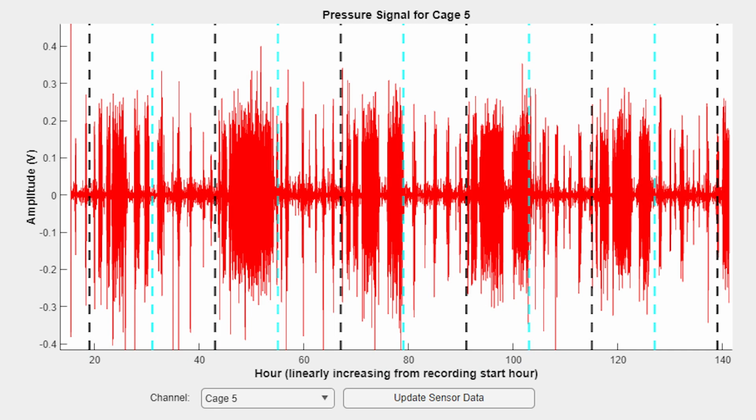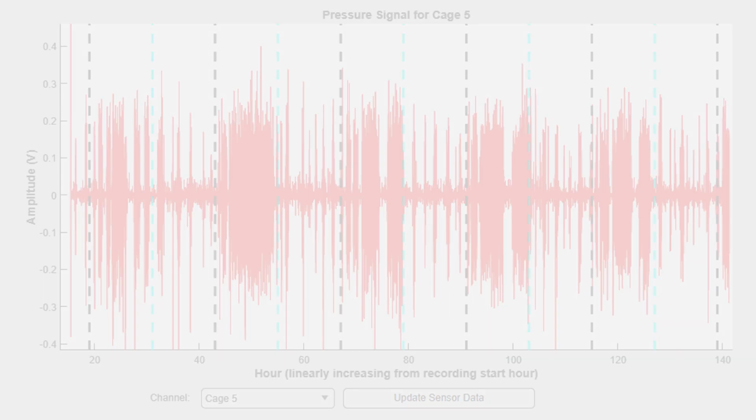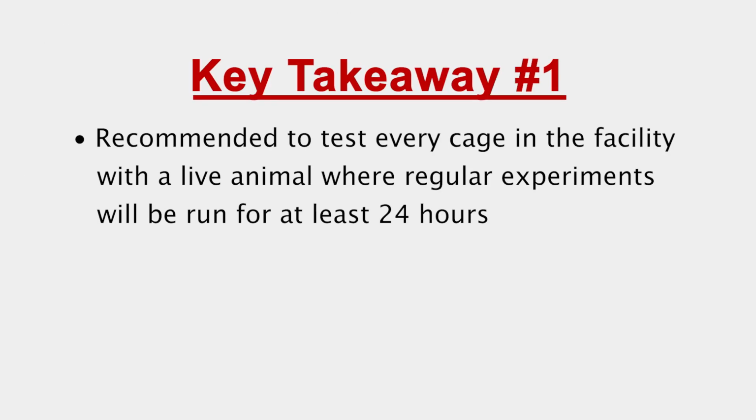This video presented a few examples of identifying good signal quality from the spectrogram. The spectrogram allows us to observe large sections of time in low activity regions to observe the critical signal and noise patterns. It is recommended that every cage be tested with a live animal in the facility, where regular experiments will run for at least 24 hours.